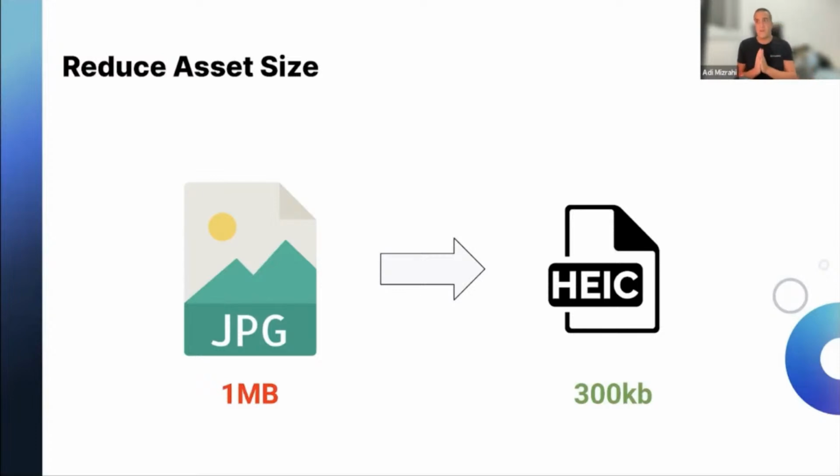HEIC, for example, for iOS. Why? Because it's being rendered on the hardware and therefore rendered much faster than other formats. And that's since iOS 11 and iPhone 7. Since then, HEIC is being rendered on hardware, and this improves performance significantly. All the things I just mentioned, dimensions, format, quality, will lead to lighter, more optimized assets that will weigh less. And we will get them more optimized on our device.